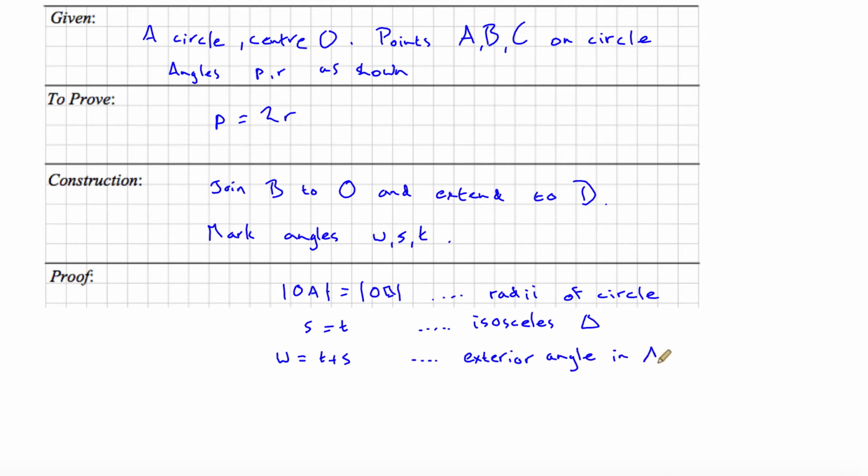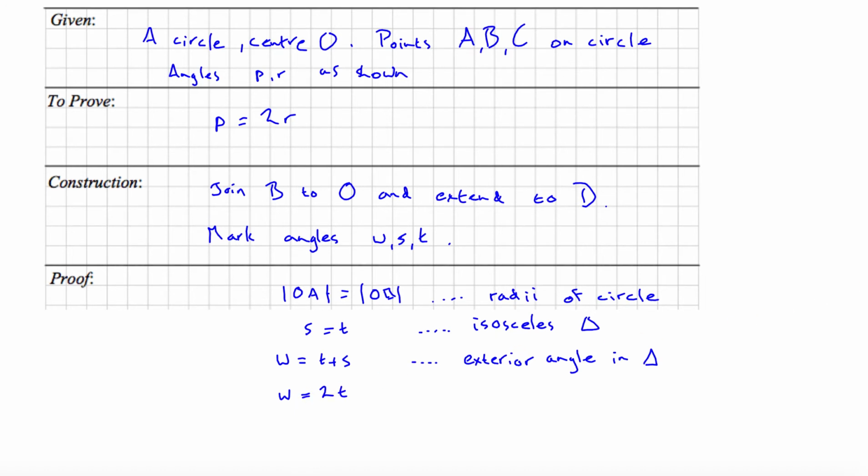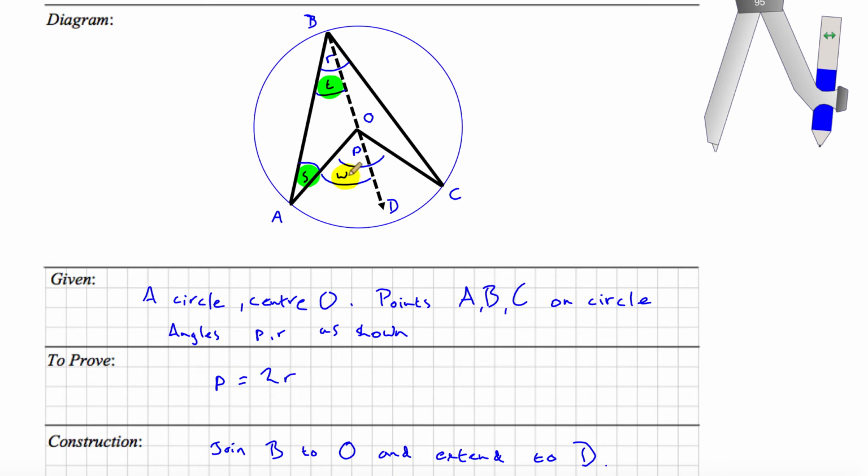In a triangle. Okay, but because S is equal to T, if W is equal to T plus S, really we can just say that W is equal to 2T. If we replace that S with T, because they're the same, W is equal to T plus T, and T plus T is 2T. So W is equal to 2T. So we've now proved that the angle W is twice the angle T.